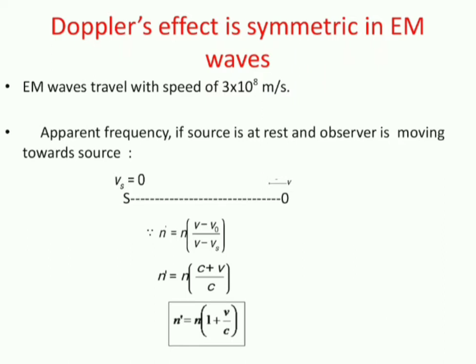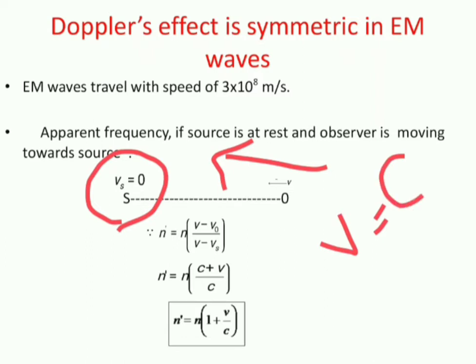Look at the first case. When the source is at rest, observer is moving towards the source. So V0 is negative, Vs is 0, V is replaced as C. Look at the apparent frequency. We know the general formula, n dash is n into (V minus V0) by (V minus Vs). Put the conditions: when you put Vs as 0 and V0 as negative, the apparent frequency is n into (C plus V) by C. That's nothing but n into (1 plus V by C).